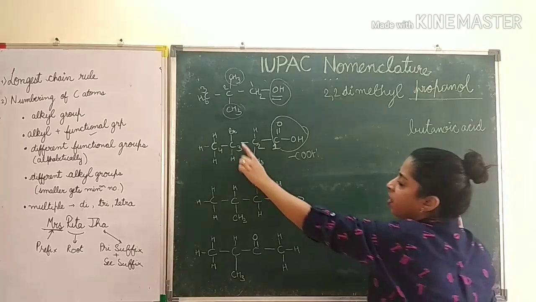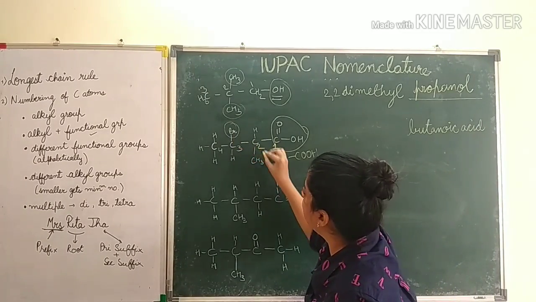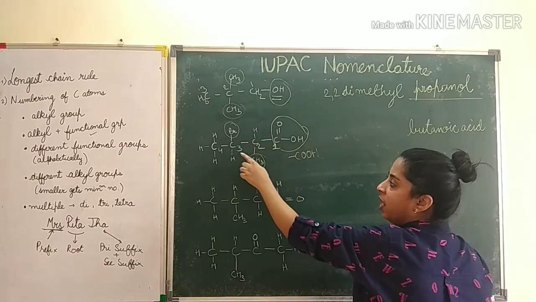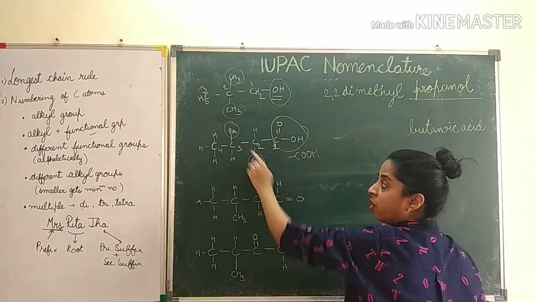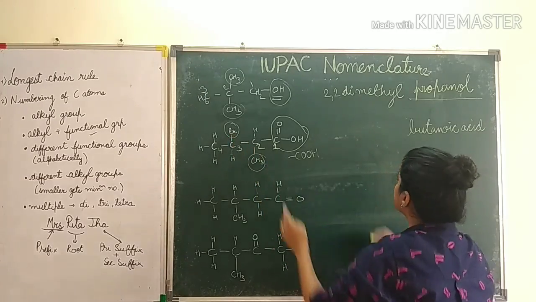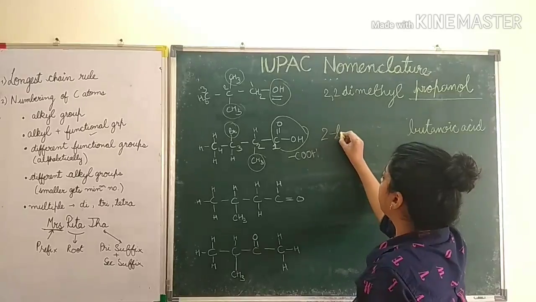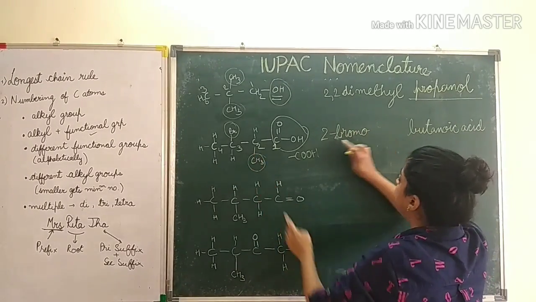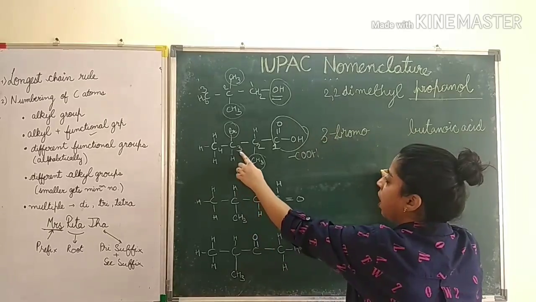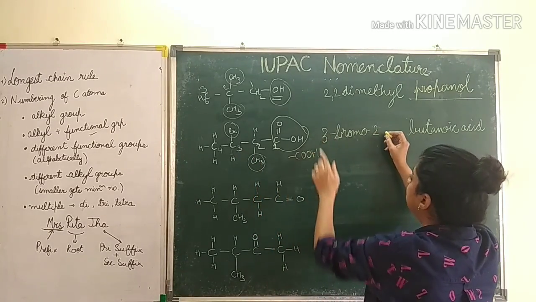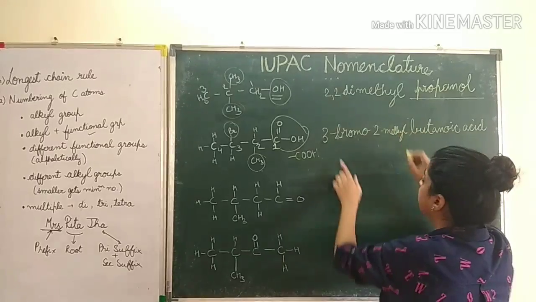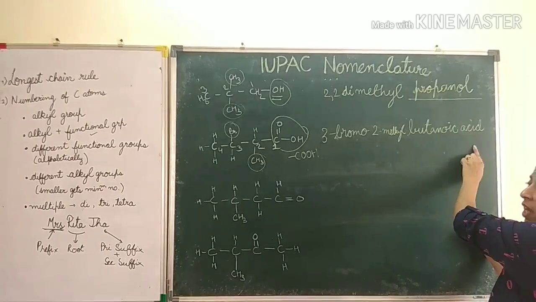Now you see where the substituents are, here and here. At the 2 position there is methyl, at the 3 position there is bromo. So we'll go alphabetically and name bromo first. So we will write 3-bromo-2-methylbutanoic acid.